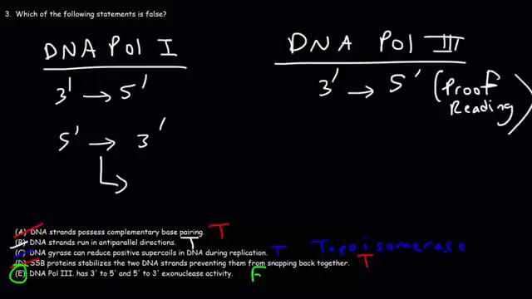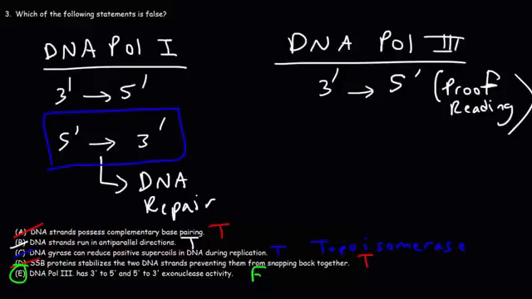DNA polymerase 1 can remove the RNA primer, and it can also function in DNA repair. This is due to the 5-3 exonuclease activity of DNA polymerase 1. And so that's why E is false. It's because DNA polymerase 3 doesn't have the 5-3 exonuclease activity.